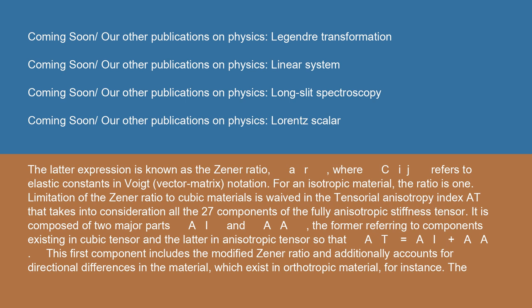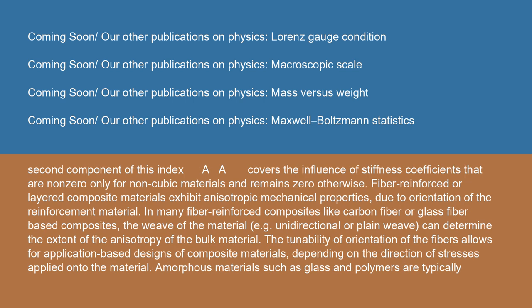It is composed of two major parts, AI and AA, the former referring to components existing in cubic tensor and the latter in anisotropic tensor, so that AT equals AI plus AA. This first component includes the modified Zener ratio and additionally accounts for directional differences in the material, which exist in orthotropic material, for instance. The second component of this index, AA, covers the influence of stiffness coefficients that are non-zero only for non-cubic materials and remain zero otherwise.